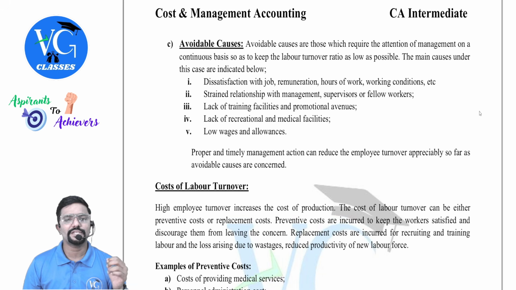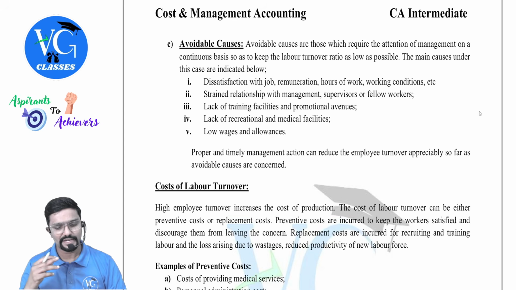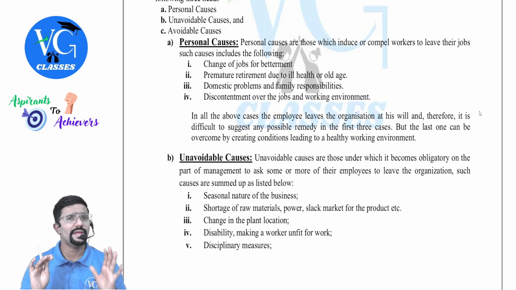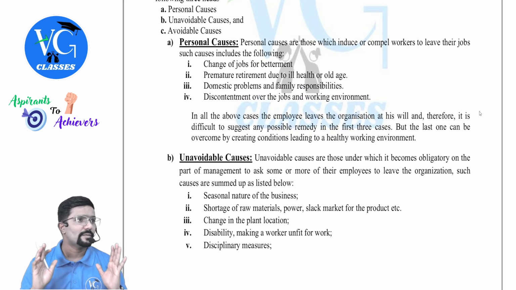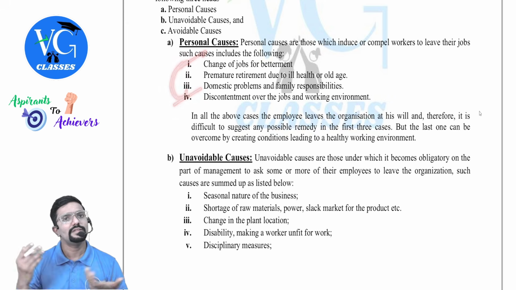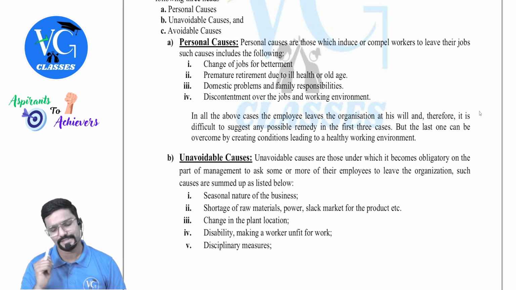Proper and timely management action can reduce the employee turnover appreciably so far as avoidable causes are concerned. So for all this, if the company really wants to retain the employee, they can take necessary measures and try to solve whatever problem the employee is facing, guys. Now, personal and avoidable may coincide sometimes. Especially you can consider this personal one, this too can come under avoidable also. For some reasons they will coincide.